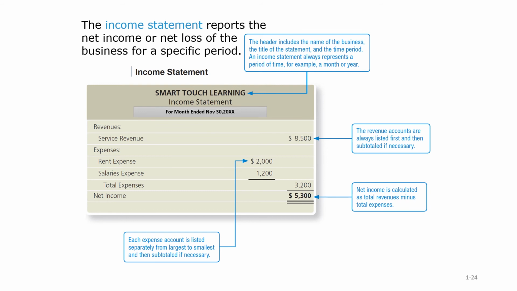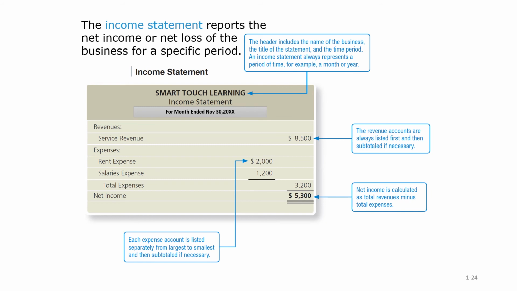You'll note that expenses are listed separately, typically from the largest amount to the smallest, but those help us to understand what amounts were paid out for the particular time period in generating the revenues. The last dollar amount is the amount of net income. If we have revenues greater than our expenses, it shows net income, i.e. the profit is a positive amount, and that's what we want to see from a company perspective.